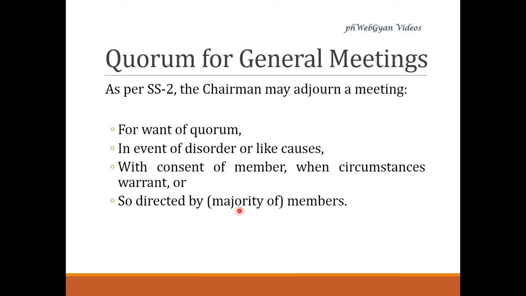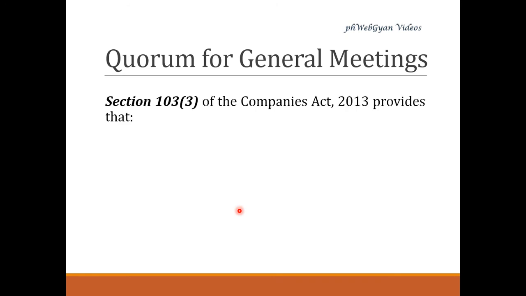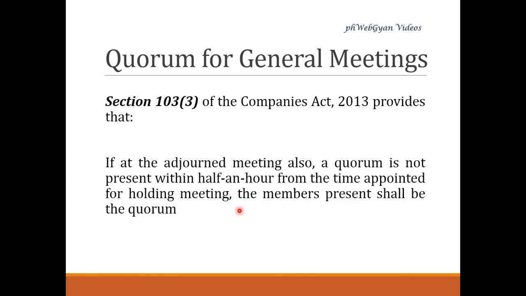So first of all, the reason is very important, that is for the want of quorum. Other reasons are specified under SS2. Okay, so let's move forward. Now section 103 subsection 3 provides that if at an adjourned meeting also a quorum is not present within half an hour from the time appointed for holding the meeting, the members present shall be the quorum.